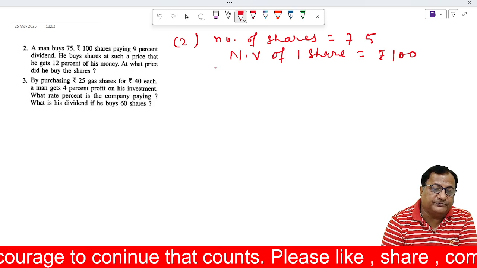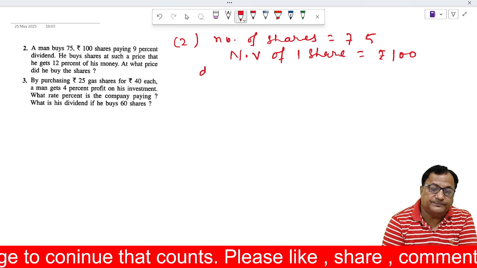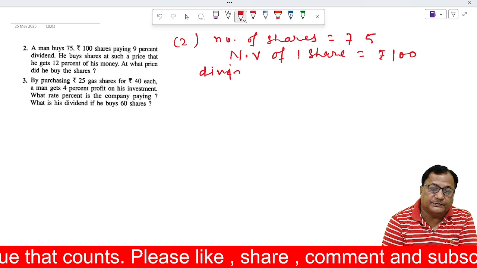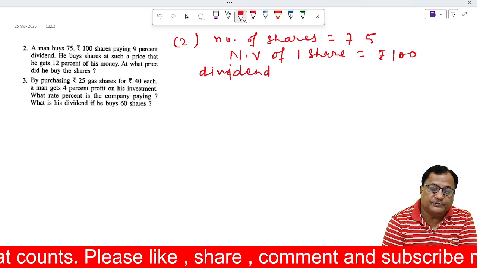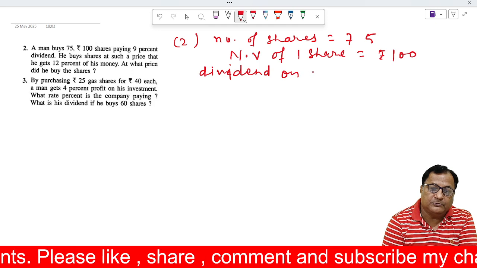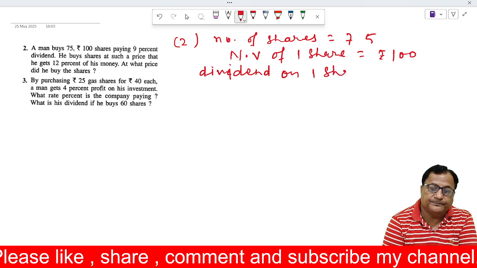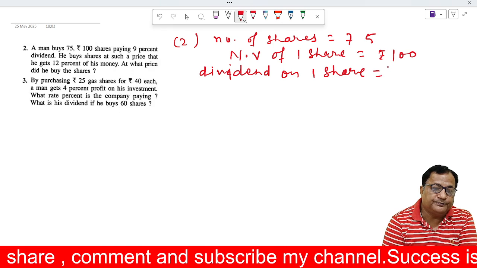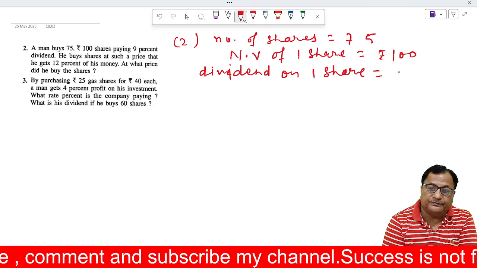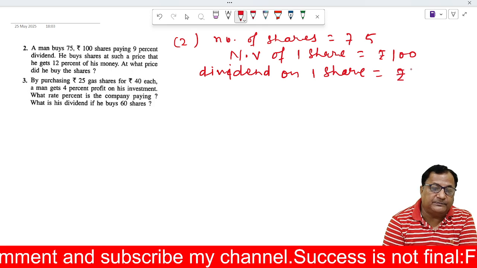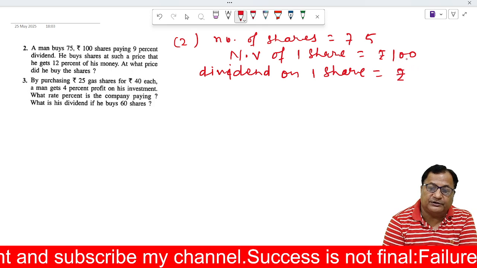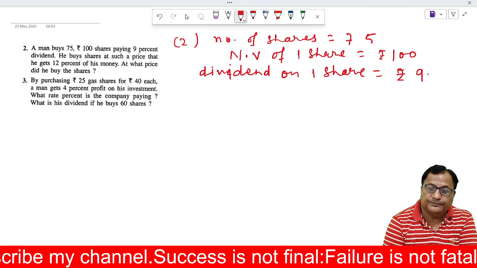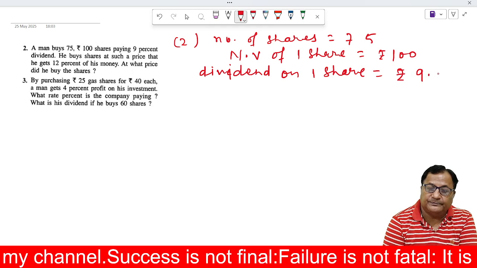Paying 9% dividend means dividend on one share is equal to rupees 9. 9% means in 100, 9 rupees. Rupees 9.